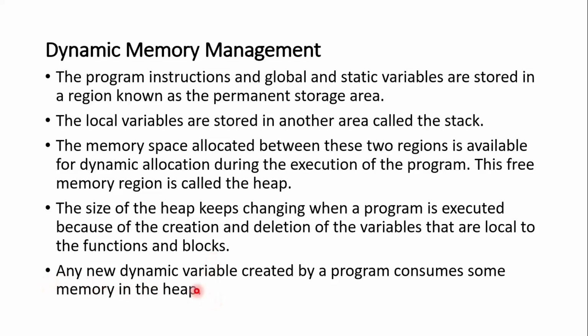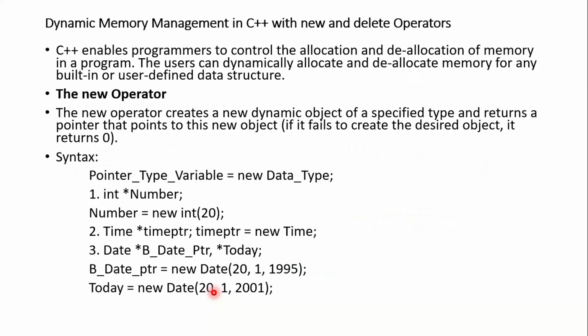So a new dynamic variable created by a program consumes some memory in the heap. Whenever you are trying to create a new variable, where is it stored? On the heap. It consumes some memory in the heap.